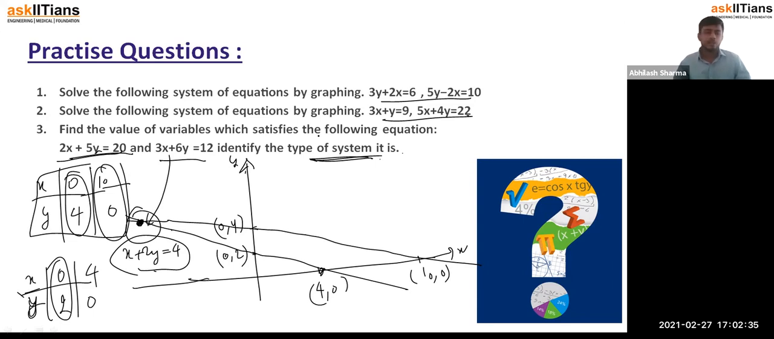So that's it. That's the way we'll solve the third question. Now, talking about this question, let's say, by graphing, how to solve this. This is also very easy. So let me illustrate how to solve this question.